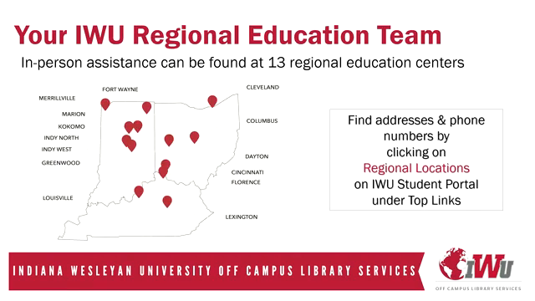IWU has 13 regional education centers throughout Indiana, Ohio, and Kentucky, where you can go for assistance. These regional education centers are there for you as an online student, so you can ask questions and get help in person, or if you need a quiet place to study. Each center has a computer lab, so if your computer is on the fritz and you need to complete an assignment, you can come use the computer at the education center. Click on Regional Locations on your student portal to see where they are located and how to contact them.